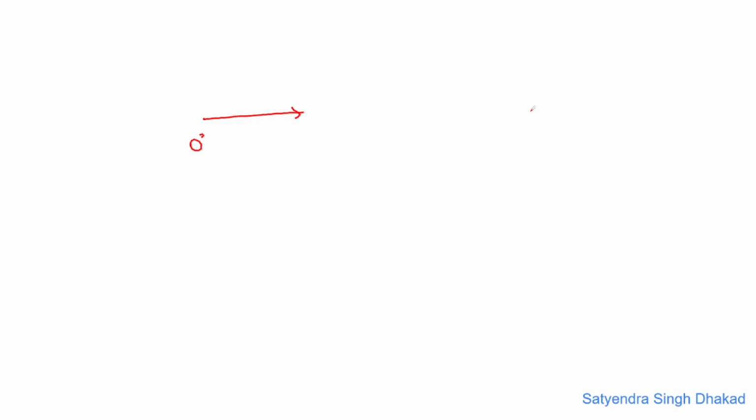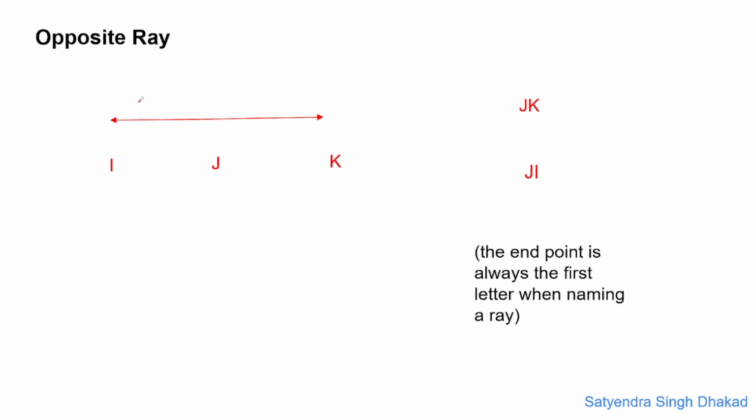But if we take 2 rays, or you can say opposite rays, from the same end point, for example P is the same end point and A and B are the 2 points in which the rays are expanding. The first ray is PA and the second ray is PB. Then how much angle do these 2 rays form? It will be 180 degrees. Now let's see what is an opposite ray. Those rays which have the same end point are known as opposite rays.